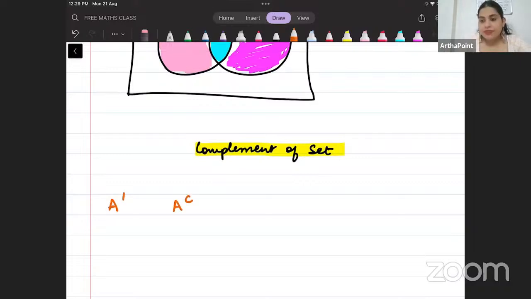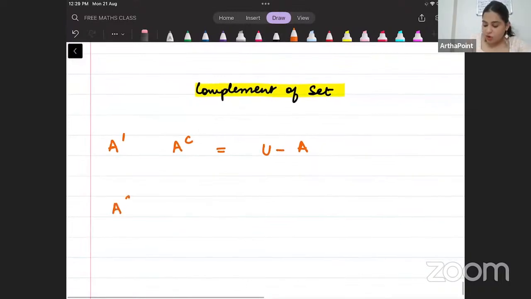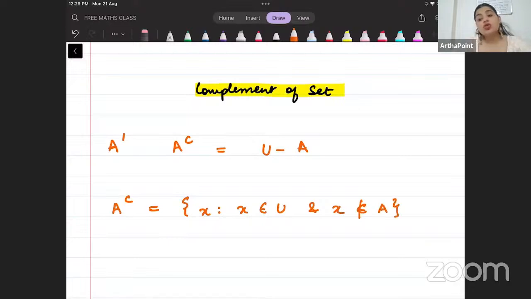A complement means everything except A. So it is nothing but union minus A. A complement is union minus A. So I can say that A complement is all X such that X belongs to the union and X does not belong to A. Those X's should not be a part of A. If I remove the X's that belong to A, then I will be left with A complement.